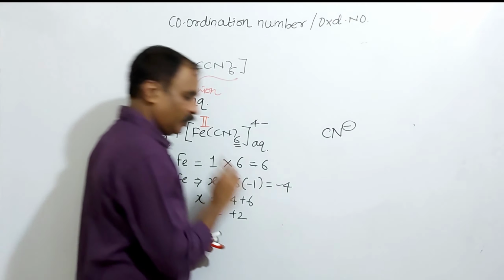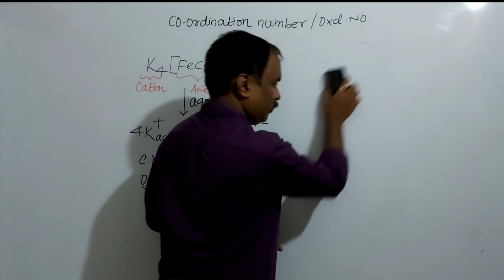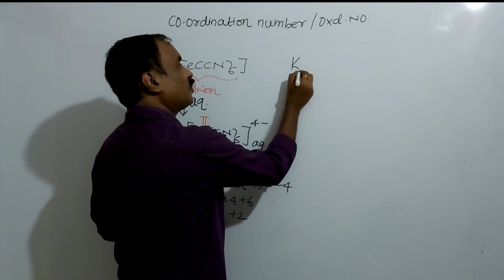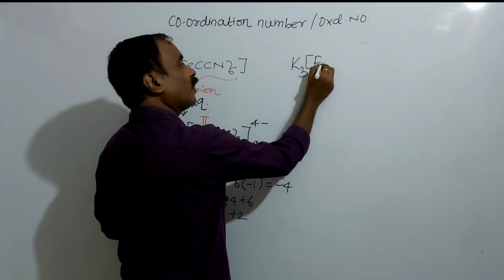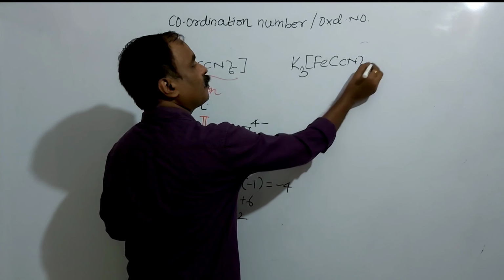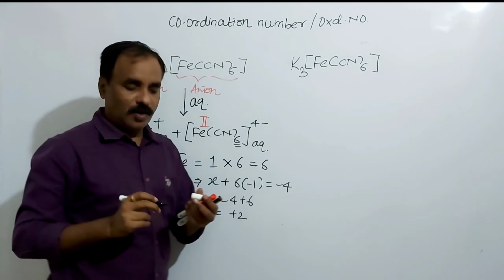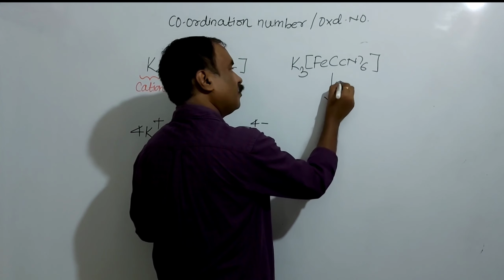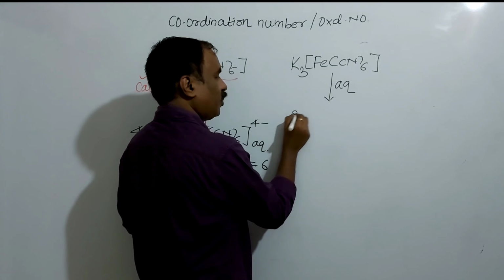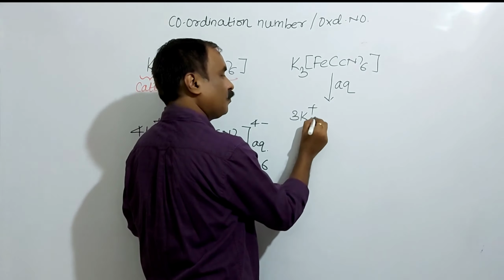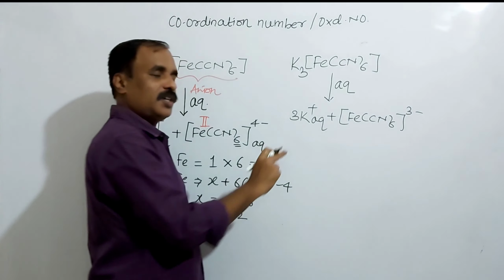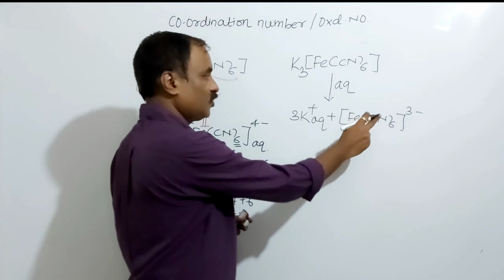I will take another example, potassium ferricyanide. Same example, but the oxidation number is different. That is K3[Fe(CN)6]. The common name of this complex compound is potassium ferricyanide. When it is dissolved in aqueous medium, it forms 3K+ (aq) and [Fe(CN)6]3-, because the total positive charge is +3, so the total negative will be -3.